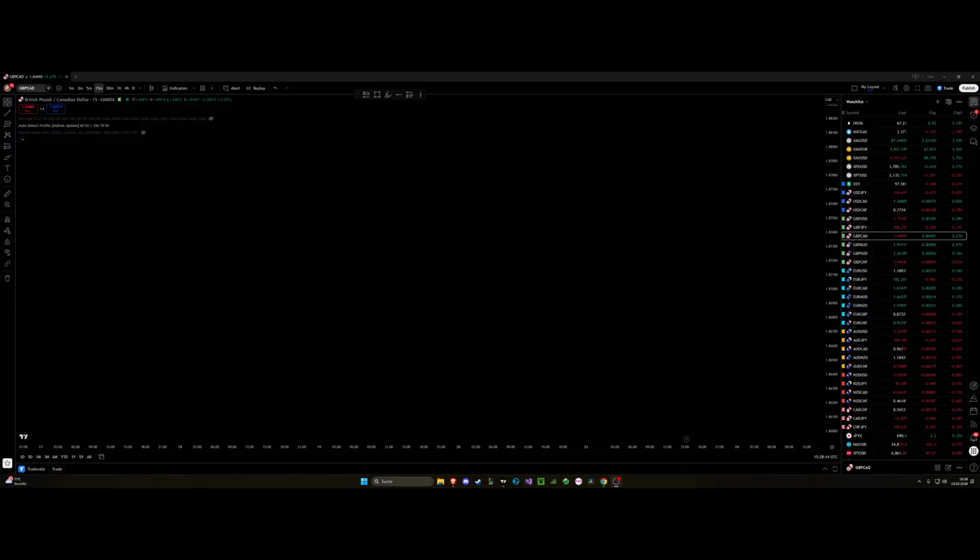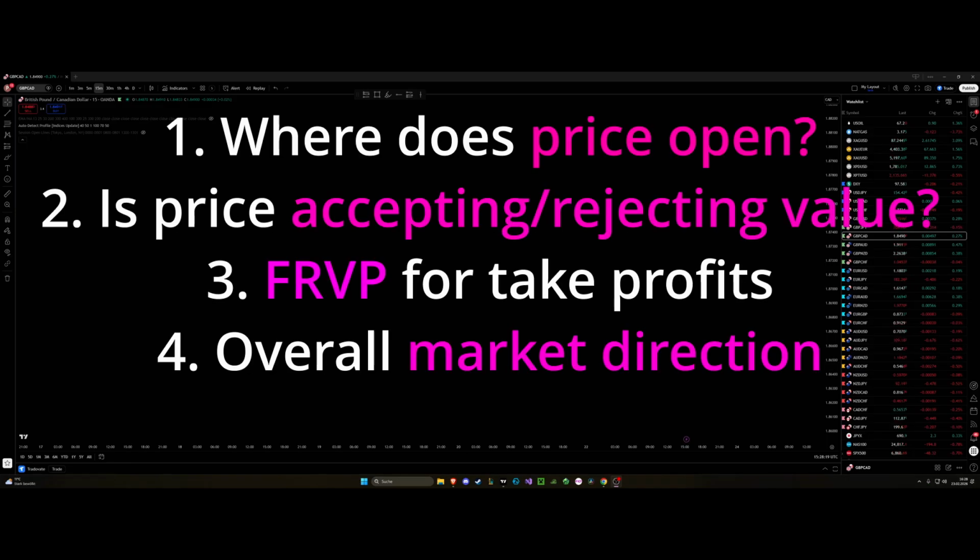There are 4 main scenarios that I trade, but I always look out for the same things. I look out for where does price open? Is price accepting or rejecting values? Then I use the fixed range volume profile for take profit regions that we're targeting. And then lastly, I use the kind of market we're in. So if market is going up, I will of course only be looking for longs. If market is going down, I will always be looking for shorts. So the previous points should be coherent with the bias of the current market structure.